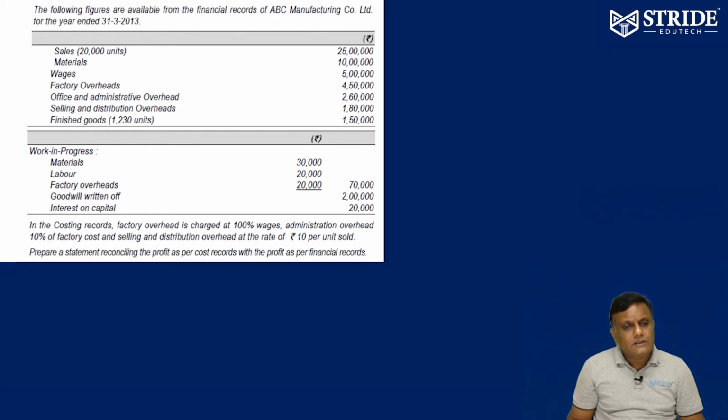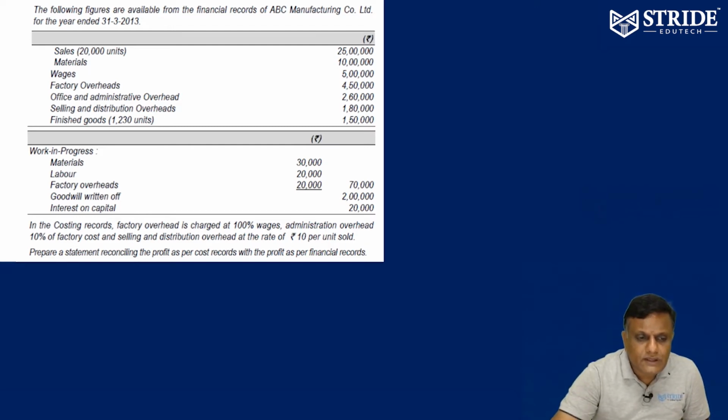In costing records, factory overheads are to be charged at 100% of wages and administrative overheads at 10% of factory cost. Selling and distribution overheads at the rate of 10 per unit sold. You have to prepare a statement of reconciliation of profit as per cost records with profit as per financial records. So we have to prepare the trading and P&L account in financial accounts and a cost sheet in cost accounts. Then, in the third stage, we have to reconcile them. Let's see one by one.